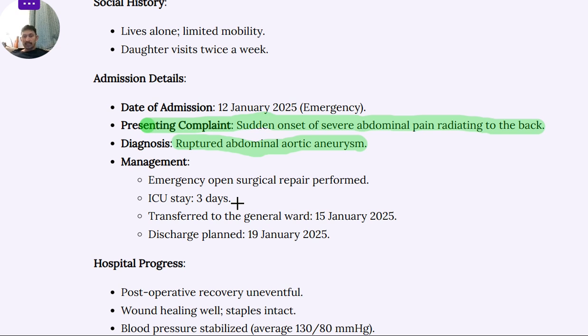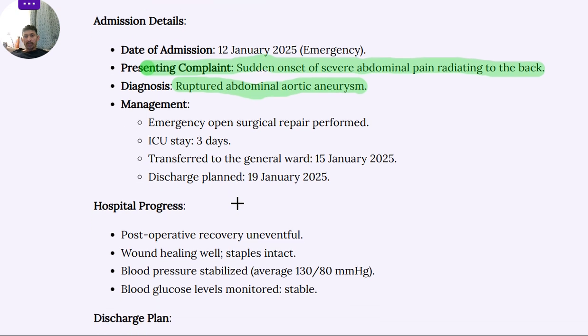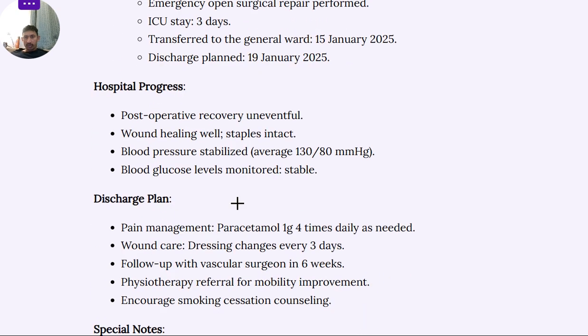Okay, so the date is very important, because when you are planning to write a letter like this, the date of the letter is the day you are writing it. If you're writing the exam, today's date is 19 January 2025. Hospital progress is given, so you have to read that carefully. Post-operative recovery uneventful, wound healing well, staples intact, blood pressure stabilized with an average of 138 mmHg, and blood glucose levels monitored and stable.